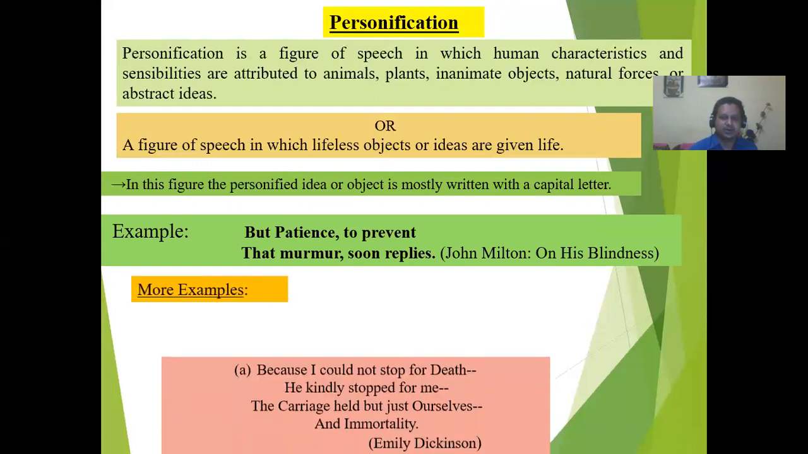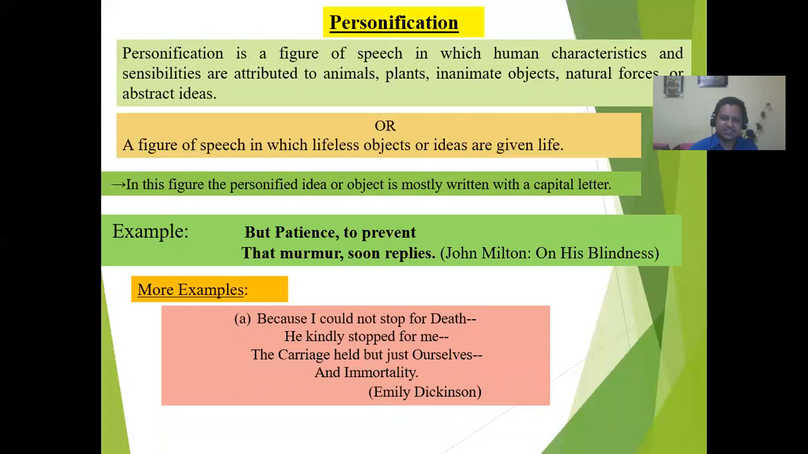More examples: "Because I could not stop for Death, he kindly stopped for me. The carriage held but just ourselves and Immortality." This stanza has been taken from the poem Because I Could Not Stop for Death, written by Emily Dickinson. See, death has been personified here.